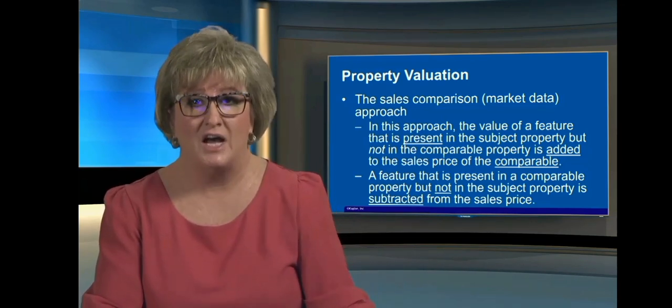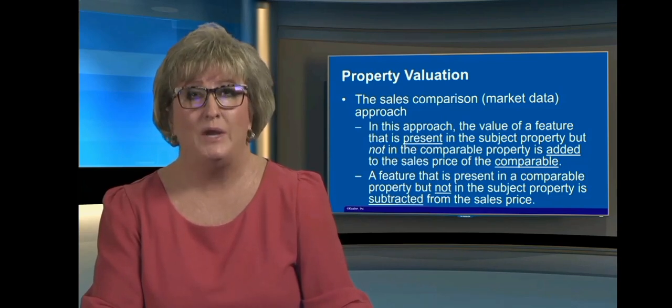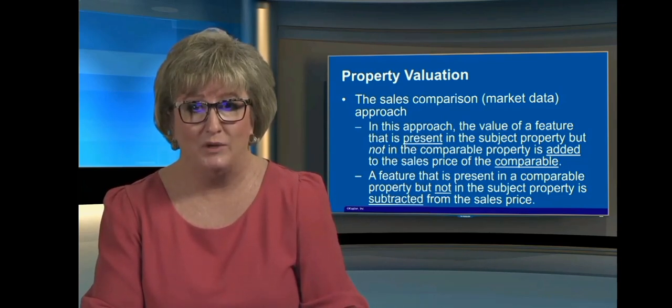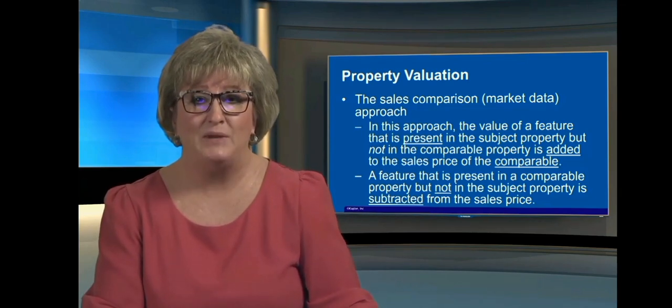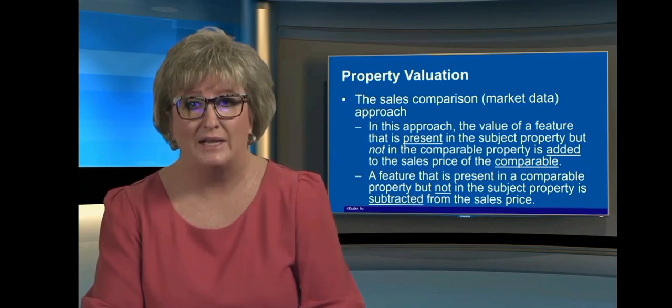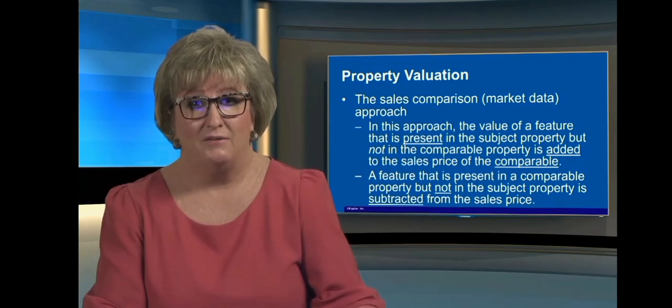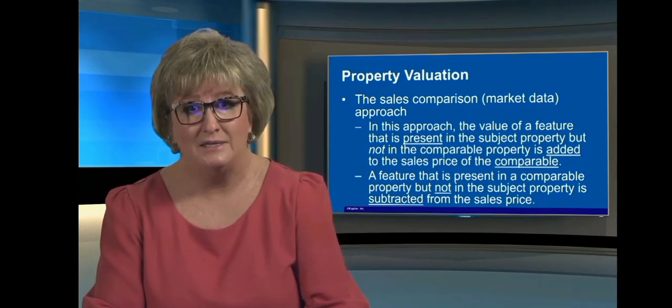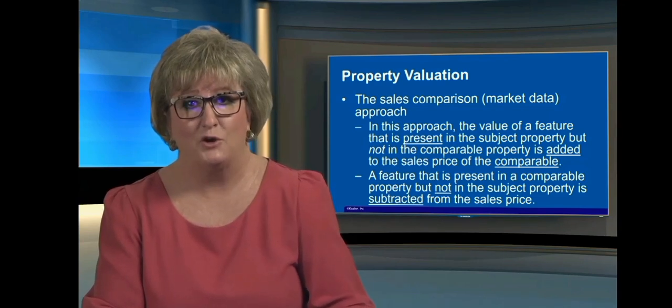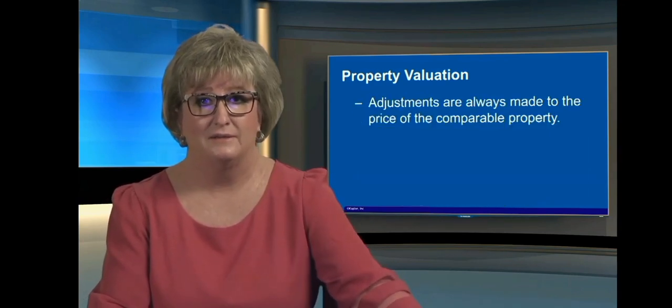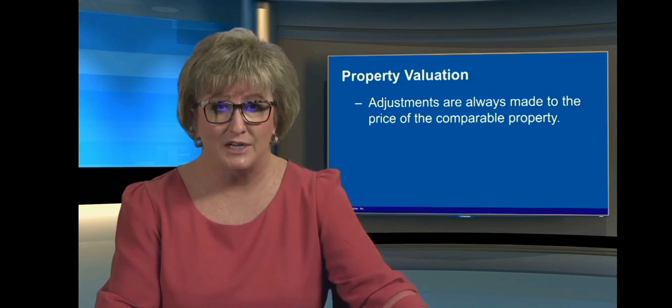So if the comp is worse, we add when we adjust the value of the comparable. If the comp is better, we subtract when we adjust the price of the comparable. If the comp is worse, we add. If the comp is better, we subtract. And adjustments are always made to the price of the comparable property. We never adjust the price of the subject property.